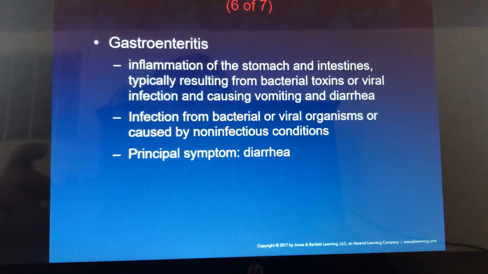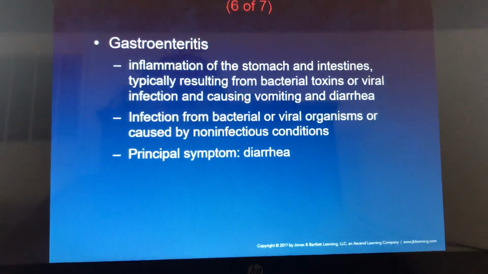Gastroenteritis is basically inflammation of the stomach and the intestines. These are usually viral or bacterial in nature. Typically what you really have is diarrhea with it. So with gastroenteritis, usually you come in and say, I've had diarrhea for a week or so. I know I had that issue last November, actually, and I swear to God, I thought I had C.